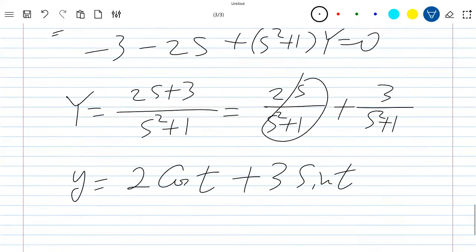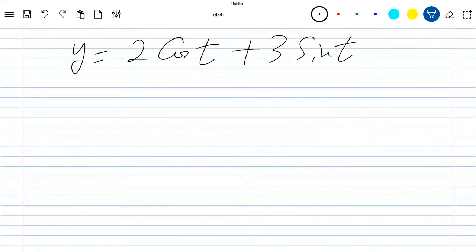Alright, so let me state the advantage of Laplace transform.